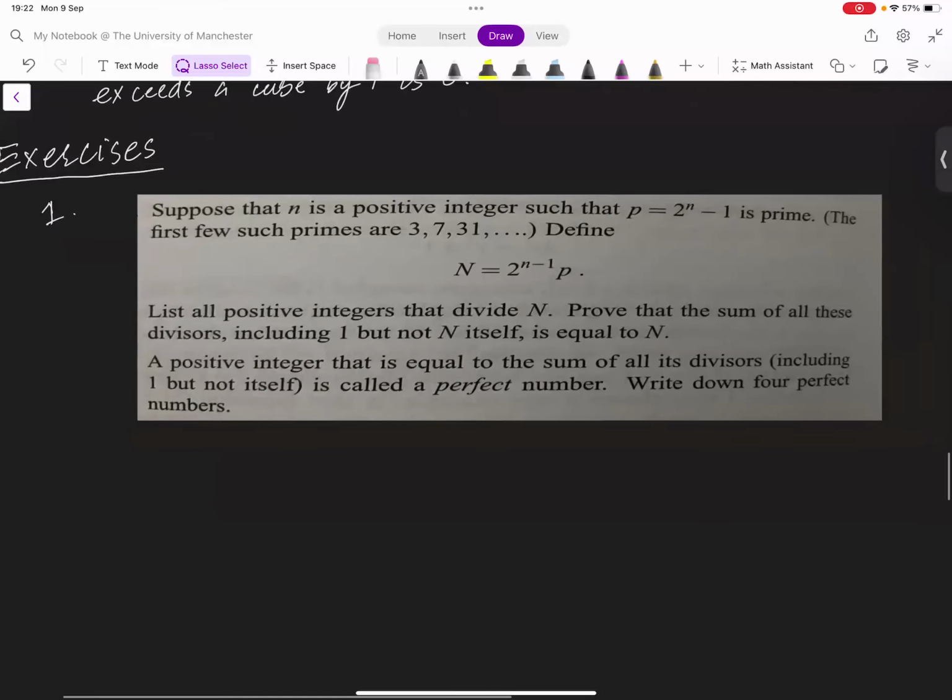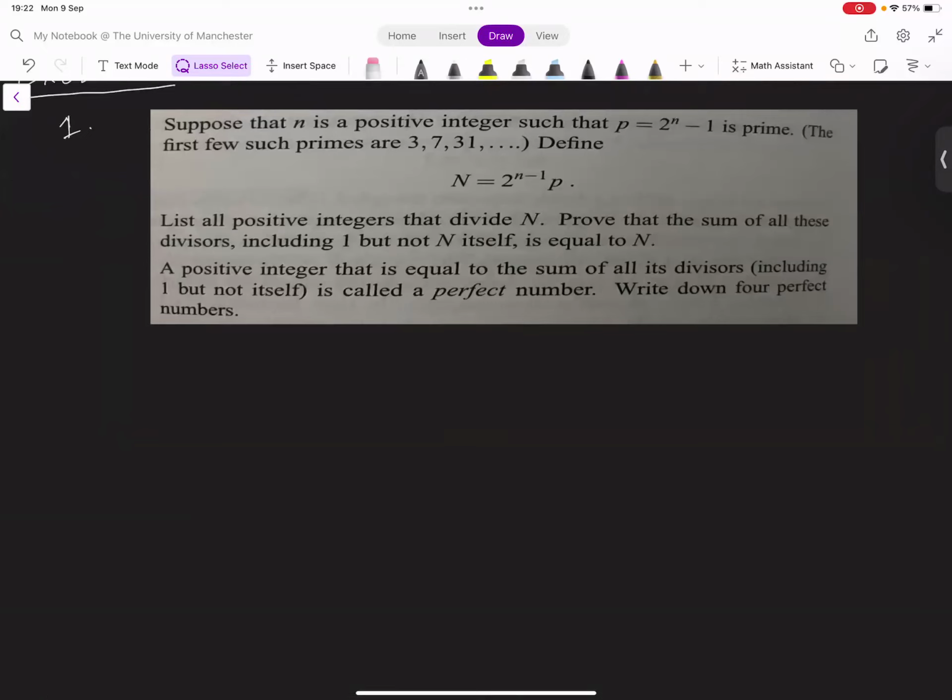So exercise 1 is that suppose that n is a positive integer such that p, which is 2 power n minus 1, is prime. The first few such primes are 3, 7, 31, and so on. Define N to be 2 power n minus 1 into p. List all the positive integers that divide N. Prove that the sum of all these divisors, including 1 but not N itself, is equal to N.